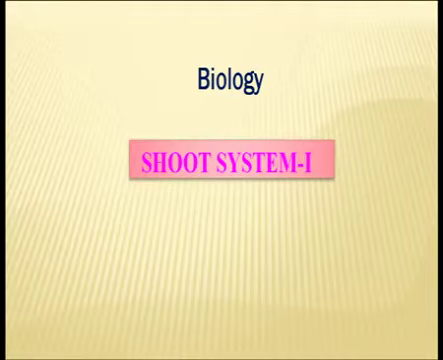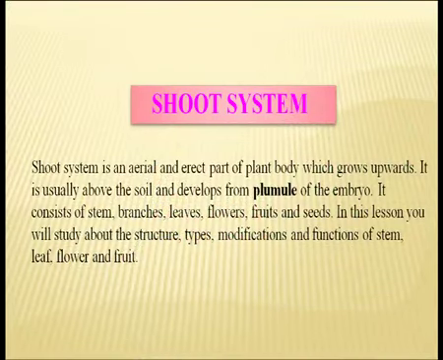Welcome to NIOS students. Today we shall be studying biology and we shall be focusing on the shoot system. Basically, the shoot system is the aerial and erect part of the plant body, which grows upwards. It is usually above the soil, and it develops from the plumule part of the embryo.